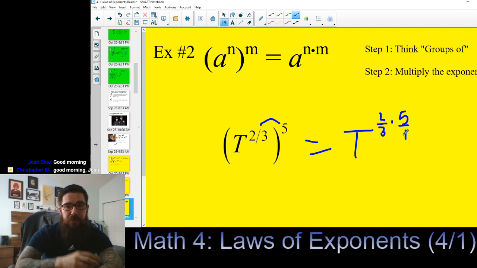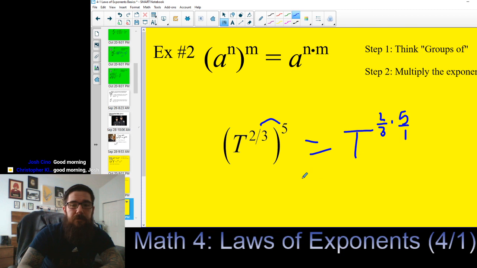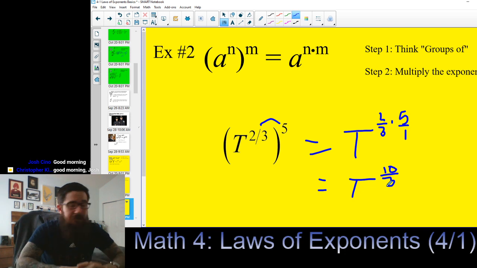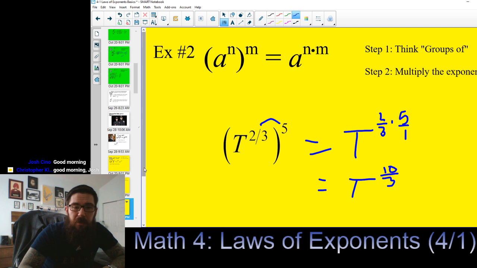How do we multiply fractions? We're going straight across. It's going to give me t raised to the 10/3. There's not really much I can do with this. We'll do some work with radicals here in a bit, but for now, that's it. It's all you could really write and clean up with. We are going to bring a bit more properties with some of these in a moment, but just multiply your fractions, nothing too crazy.